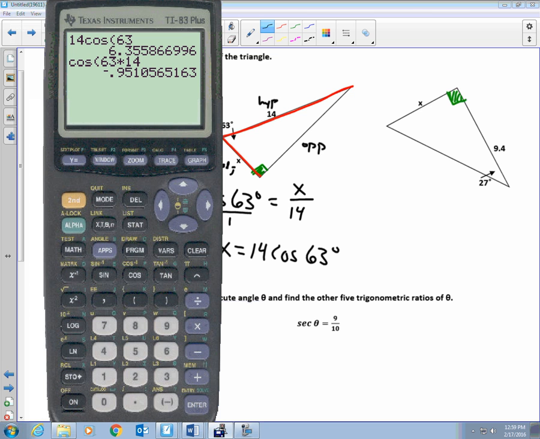Why is the second one wrong? I did not insert my parentheses. So make sure that it's not taking the cosine of those two multiplied together, but just of 63. So 6.36 is the correct answer.